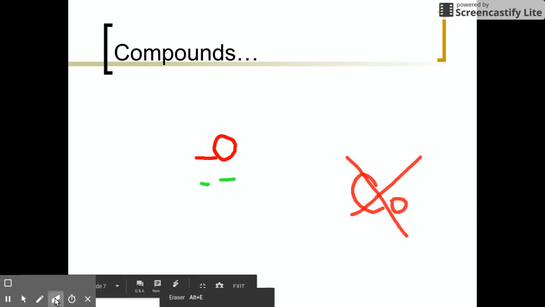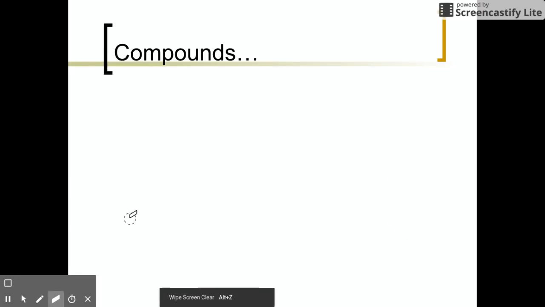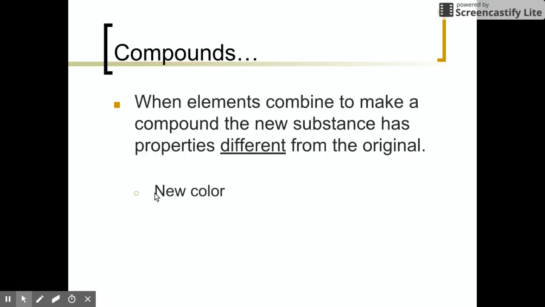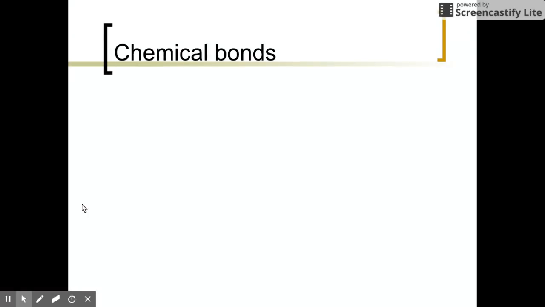Okay, let's take a quick second and erase that. I think maybe I got that. Okay. So when elements combine to make a compound, the new substance has properties different from the original. It might be something like a new color, a new odor, a new texture, a new state of matter, okay? So how do these elements combine together? Well, it gets pretty complicated, and that's some stuff that you'll go into in high school chemistry.